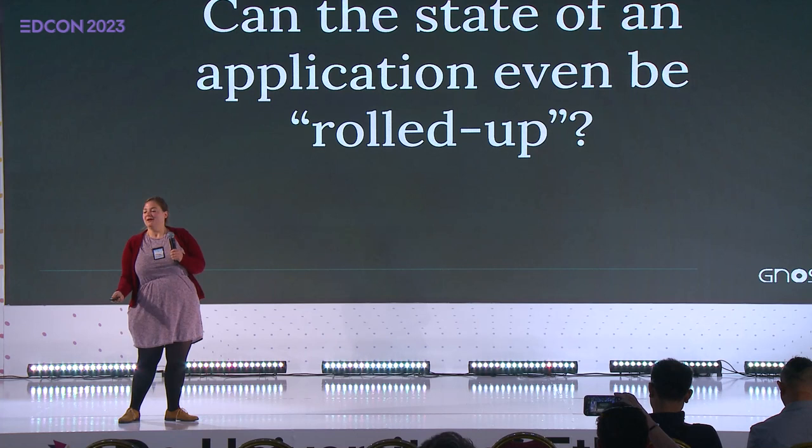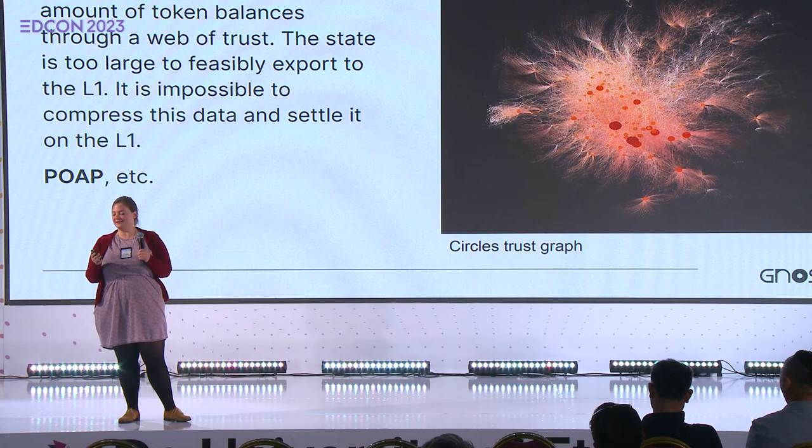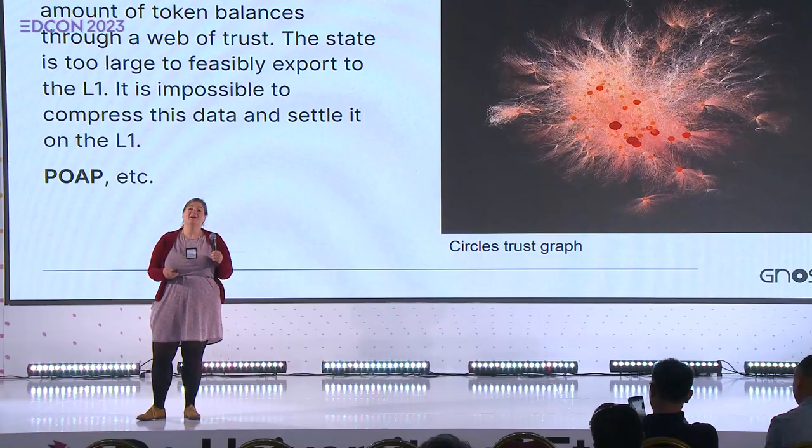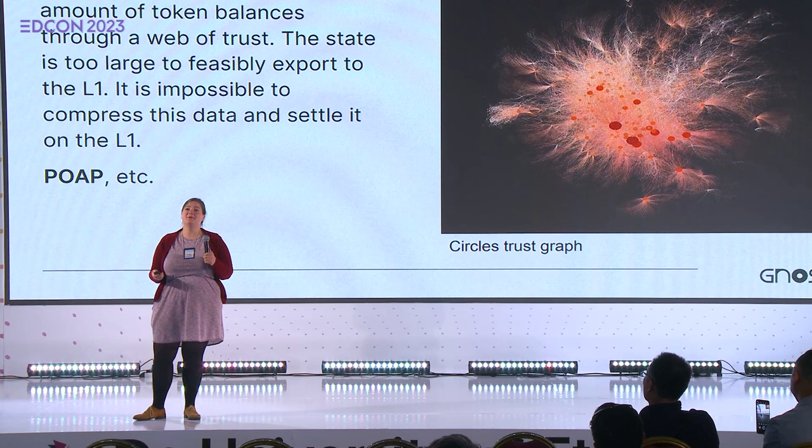What kind of applications actually lend themselves to being rolled up? There are actually many applications that don't. One of them, for instance, is Circles UBI. It's this decentralized web of trust UBI. It runs on Gnosis chain. There are several hundred thousand accounts, and all the trust connections are impossible to compress and export to layer 1. Another example is POAP, which all of you are probably familiar with and mint by the dozens. Also things like social media apps, for instance Lens, wouldn't lend themselves to being offboarded to L1, or even your NFT collection, to be honest.